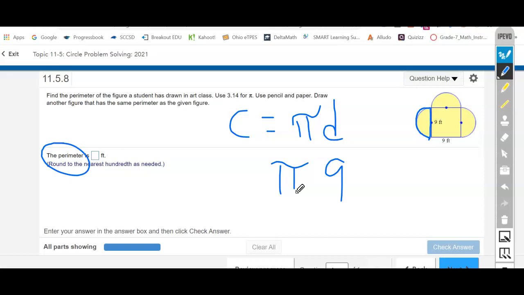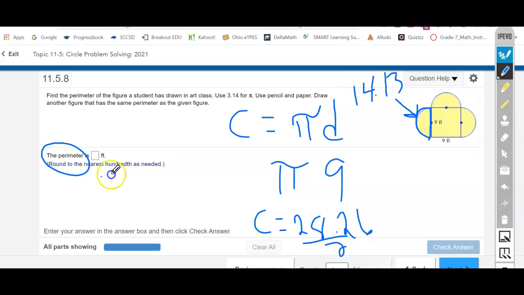That gives me a circumference of 28.26. So if that was a whole circle, we would say 28.26, but right here this one is only half a circle. So we'll take that 28.26 and we'll cut it in half. So let's divide that by 2. So each arc is 14.13. And remember, this is rounded to the nearest hundredths as needed. Now these numbers only go to the hundredths. So I don't need to round, but if I did, be careful.